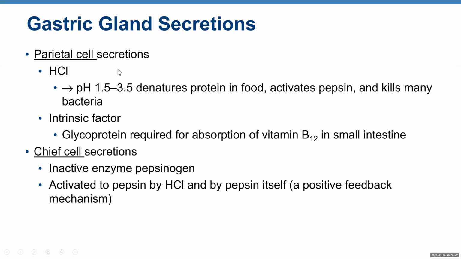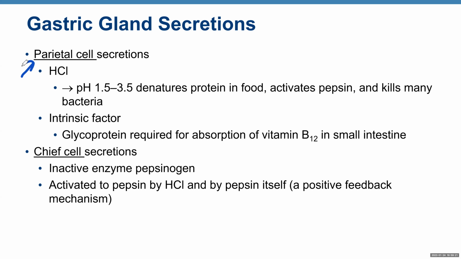So here's our gastric gland secretion. Parietal cells secrete hydrochloric acid that makes the pH very low, 1.5 to 3.5, and denatures protein in food. So it's pretty much breaking those proteins with this chemical. Also, hydrochloric acid activates pepsinogen, and activated pepsinogen becomes pepsin, and it kills many bacteria.